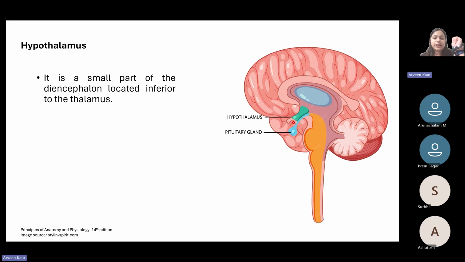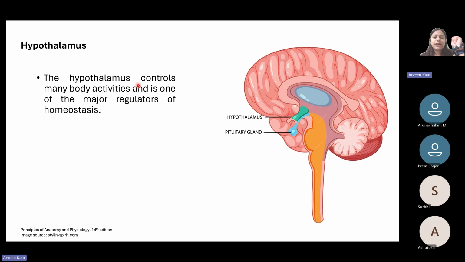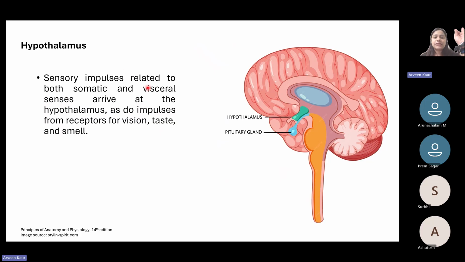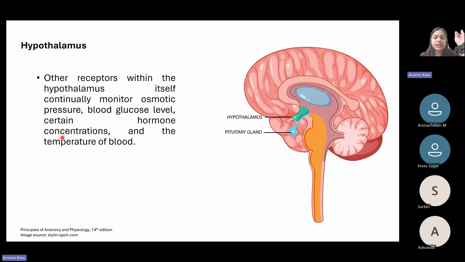This hypothalamus and pituitary, as we were talking about. It is a small part of the diencephalon located inferior to the thalamus. The hypothalamus controls many body activities and is one of the major regulators of homeostasis, right? Homeostasis is the key function of hypothalamus. So, what is it? Sensory impulses related to both somatic and visceral senses arrive at the hypothalamus, as do impulses from receptors for vision, taste, as well as smell.